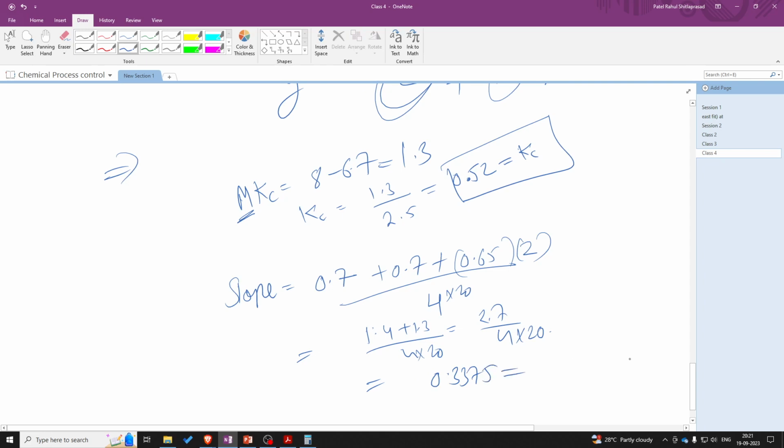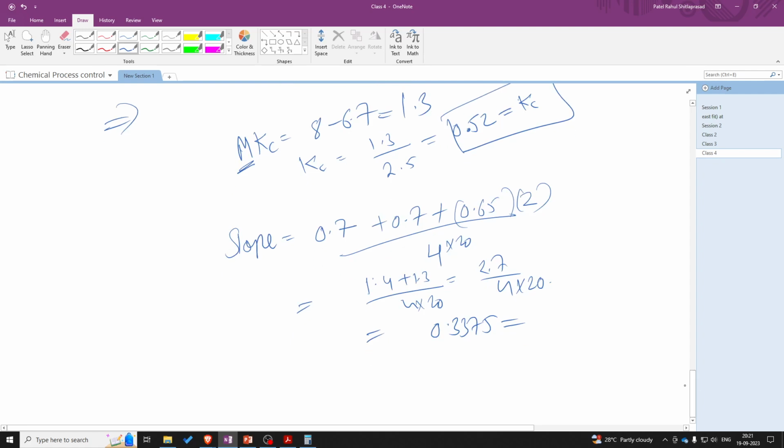So the slope we calculated analytically as M Kc upon tau I. Now M Kc we already found out as 8 minus 6.7, that is 1.3. Or you can also use the value of M as 2.5 and Kc we calculated as 0.52, so ultimately it is 1.3 upon tau I equal to 0.3375. I hope I am audible. Okay. So basically tau I will become 1.3 upon 0.3375.